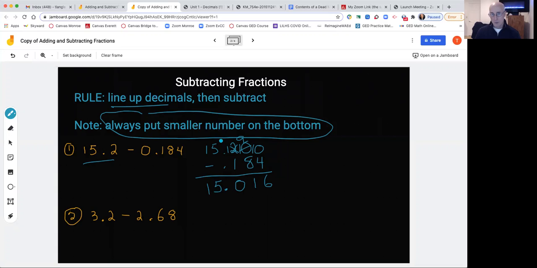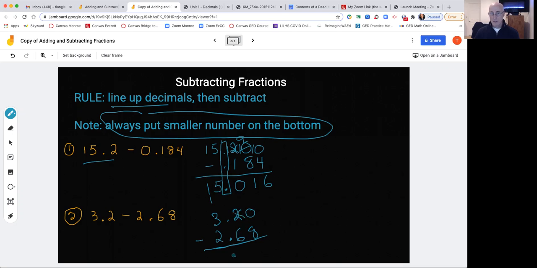Line them up. You'll notice, if I show you visually here, I've got all my decimals lined up, and you want to always be sure that you are doing that. Second example, I've got 3.2 minus 2.68. The 3.2 is a bigger decimal, so that's on top, 3.2, and then 2.68. I'll just do this real fast. Again, I have nothing over here to borrow from, so I'm going to fill in a 0.